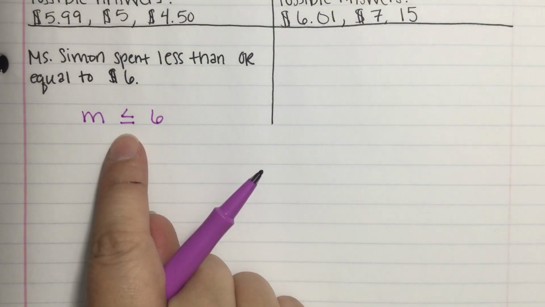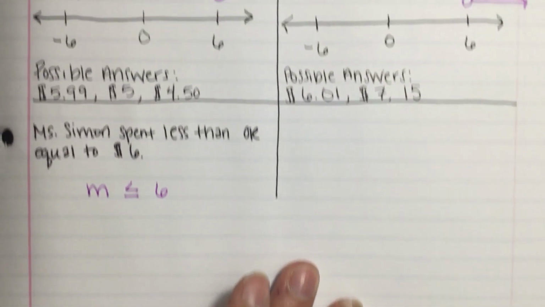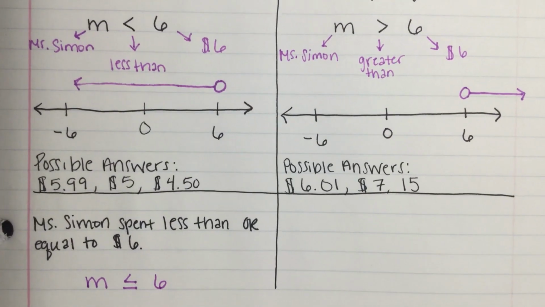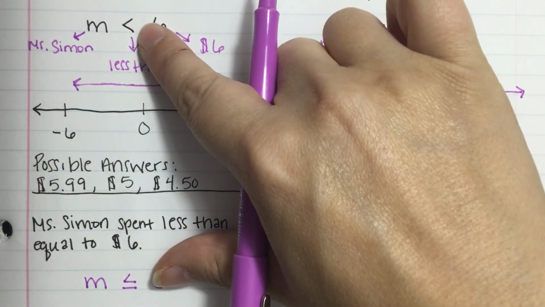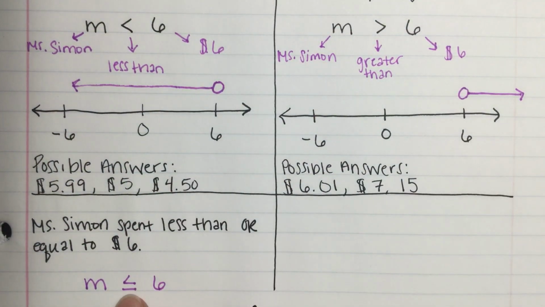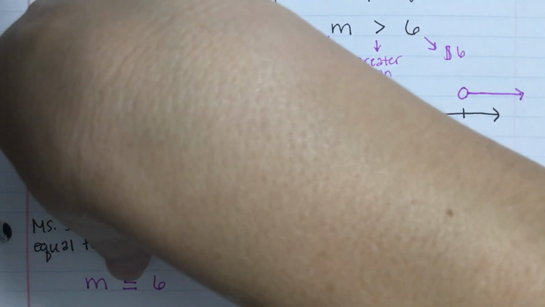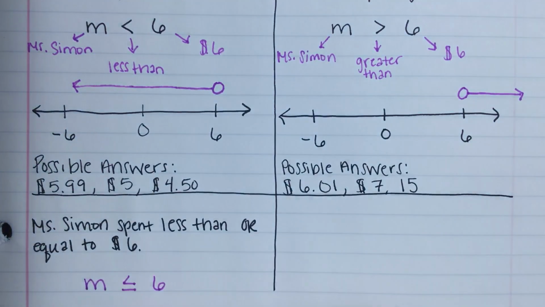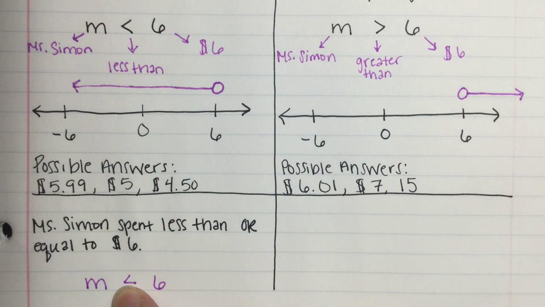So my symbol is a little bit different. It still looks similar to my less than symbol, but there's one little thing added. I've got that line at the bottom, and that tells me it could be equal to 6. And if you were to cover up the top of it, it's literally an equal sign. And if you were to cover up the bottom, it's a less than sign.